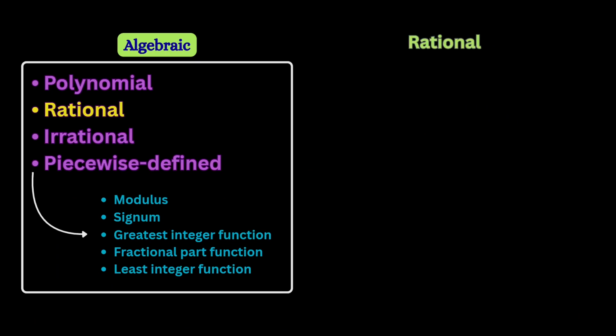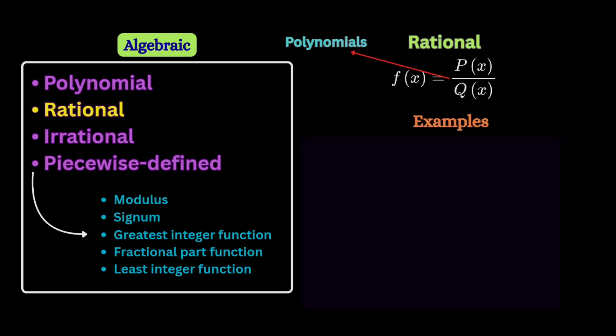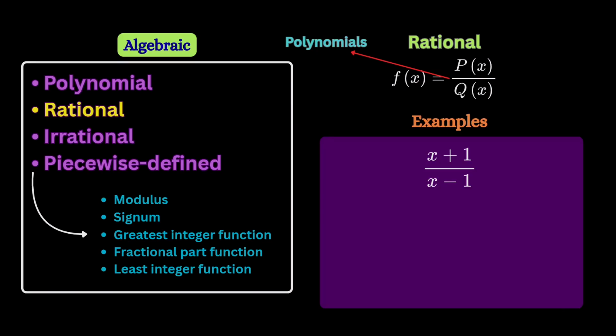So now let's take a look at the rational functions. A rational function is just two polynomials divided by each other. So basically p of x and q of x are both polynomials. Following the rules about polynomials, we are just dividing them by each other, and as you know, q of x cannot be 0. So let's take a look at a few examples. x plus 1 over x minus 1, or maybe a bit more complex function like this.